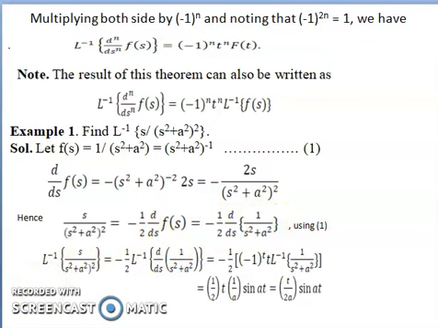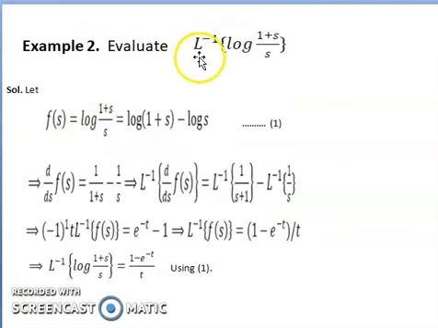Now take another example. Evaluate L inverse of log of 1 plus s divided by s. So let us suppose that F(s) equals log of 1 plus s divided by s. So by the property of log, it becomes log of 1 plus s minus log s. This is equation 1.